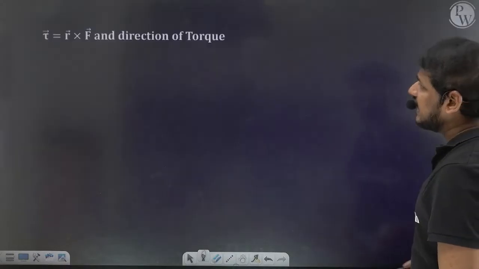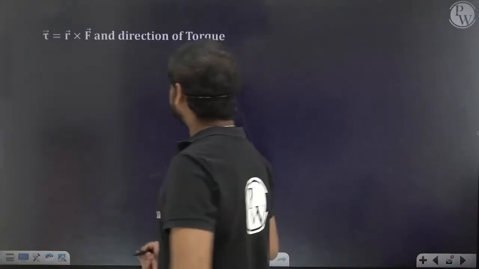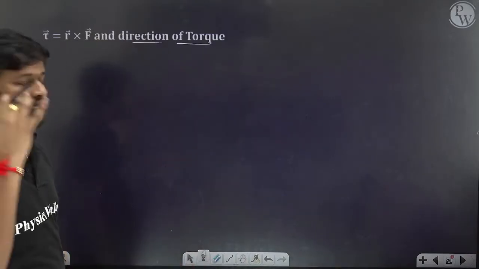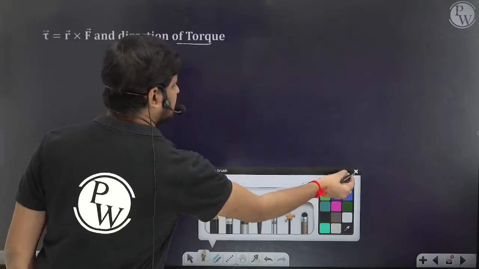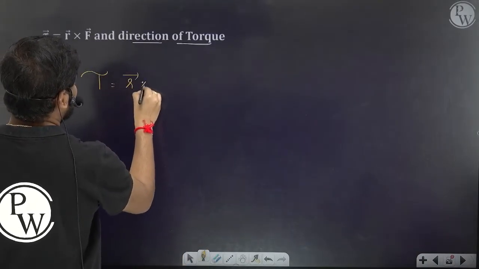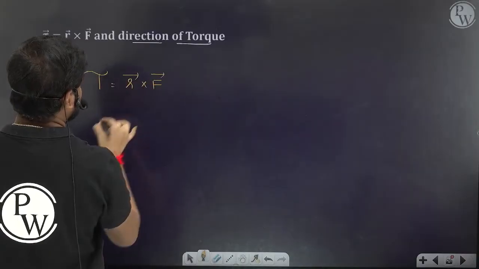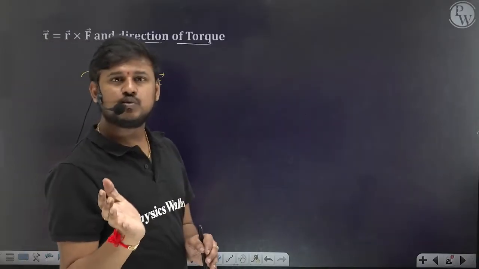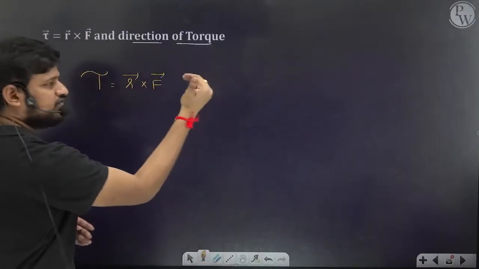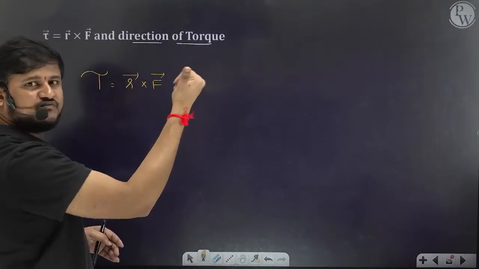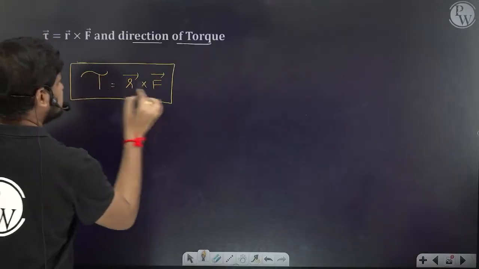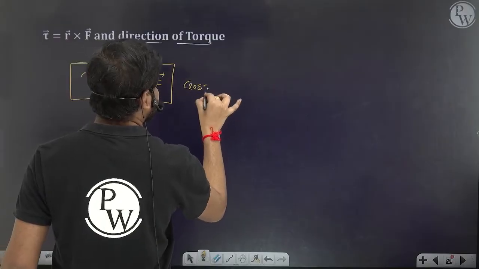Clear? Now, what is the direction of torque? How do you find the direction of torque? See here, the torque is equal to R cross F. We write the formula R cross F. So you know the direction, right? What is R cross F? From R to F, you curl your fingers and your thumb will give you the direction. So you know the cross product. How do you find the direction in the case of a cross product?